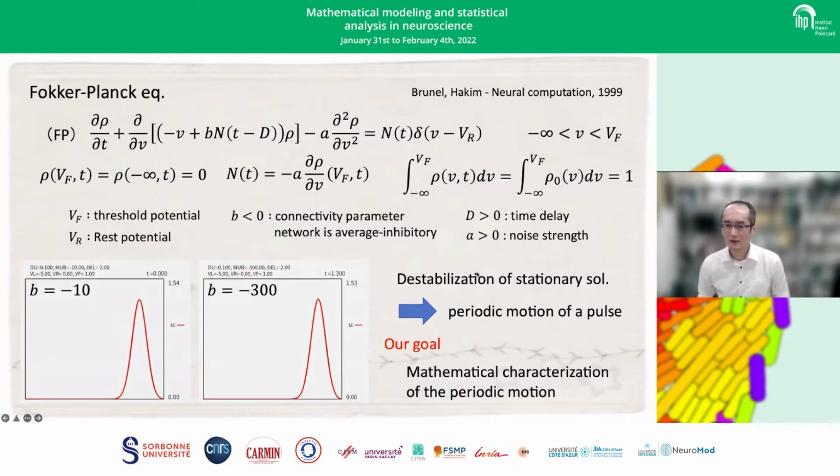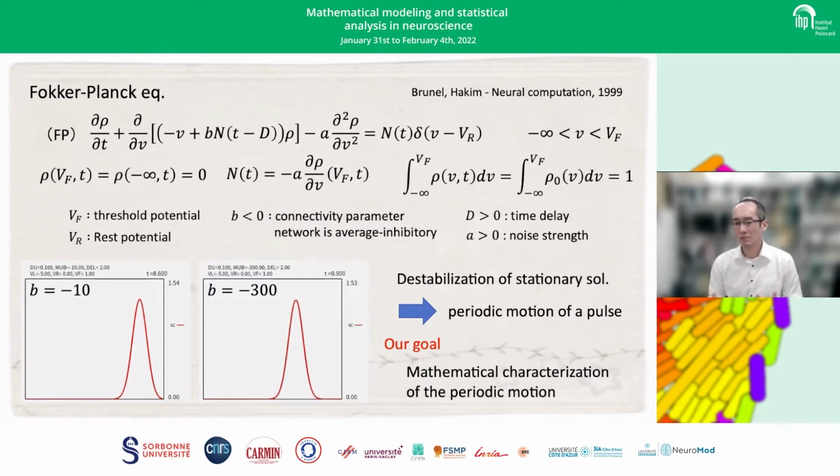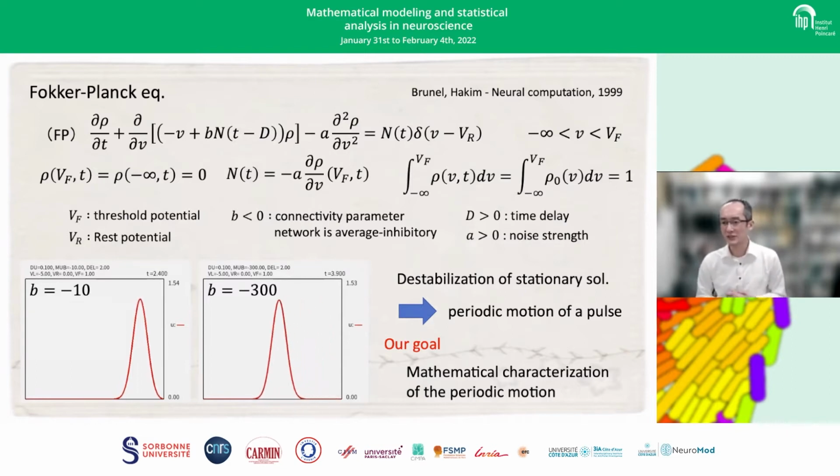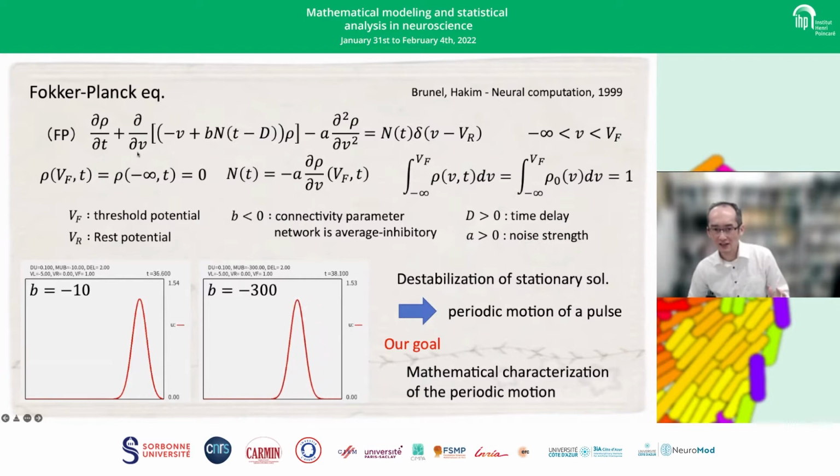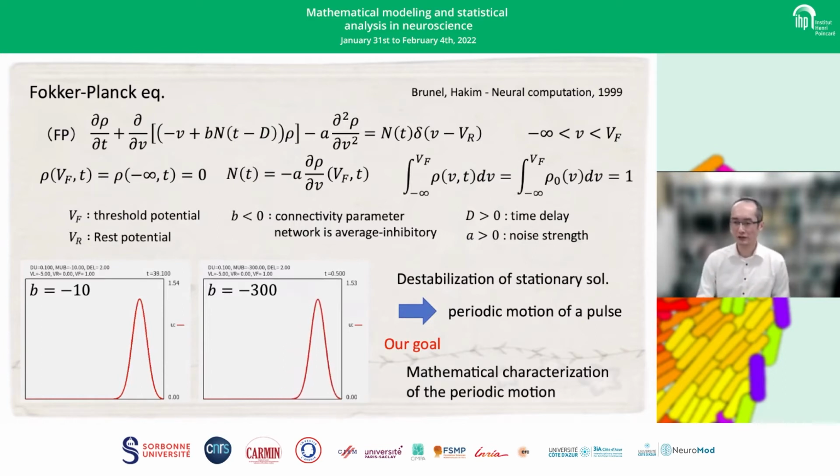What happened? Maybe you know, some periodic motion occurs. From the mathematical viewpoint, this is a kind of bifurcation, maybe a Hopf bifurcation. So this phenomenon can be characterized by the destabilization of the stationary solution, and we can get the periodic motion. The point is the spatial profile. Spatial means the variable V. In this talk, I call variable V a spatial variable. And the profile is almost a pulse. So this is a periodic motion of a pulse. Today our goal is to characterize this periodic motion of a pulse in the Fokker-Planck equation.